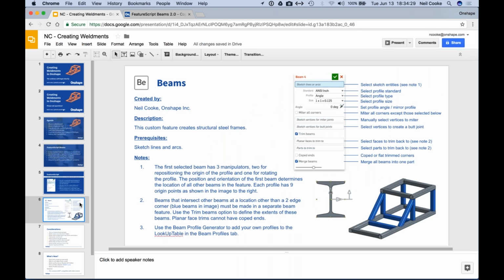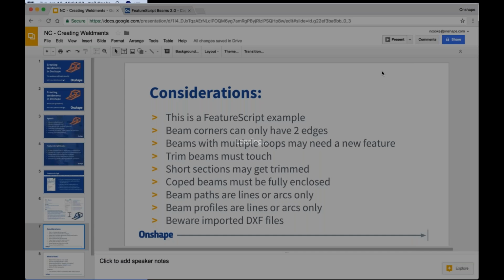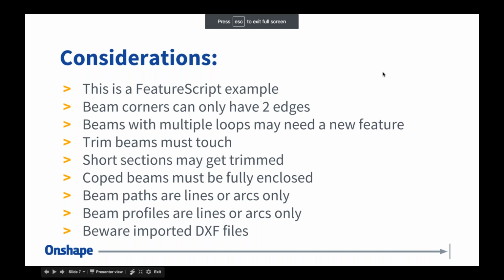Okay, just a real recap from what we've seen so far, and then we'll take a look at some other areas. So first of all, this is a feature script example. Like I said, it is not officially supported, but we will support it. Beam corners can only have 2 edges. If you have more than 2 edges, you have to create another feature, which is the same thing where it says beams with multiple loops may need a new feature. And what that means is that because of the way it determines where the plane that defines the direction, it might not behave exactly as you expect. So in those instances, you might need to create more than one feature.